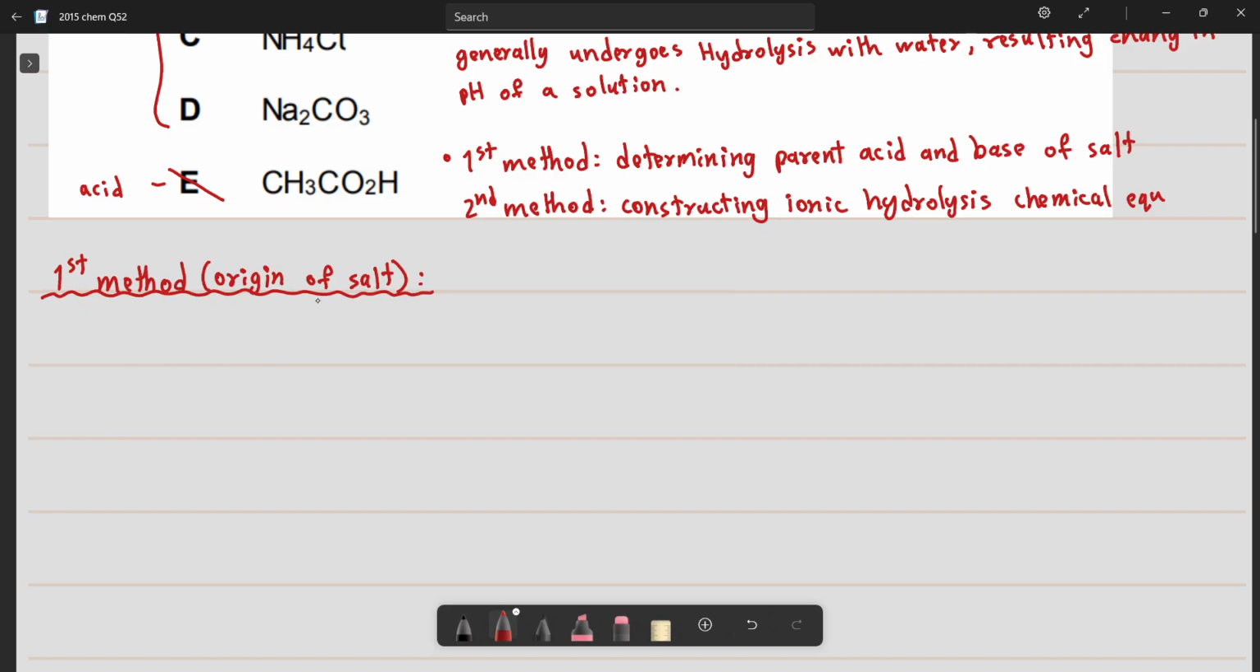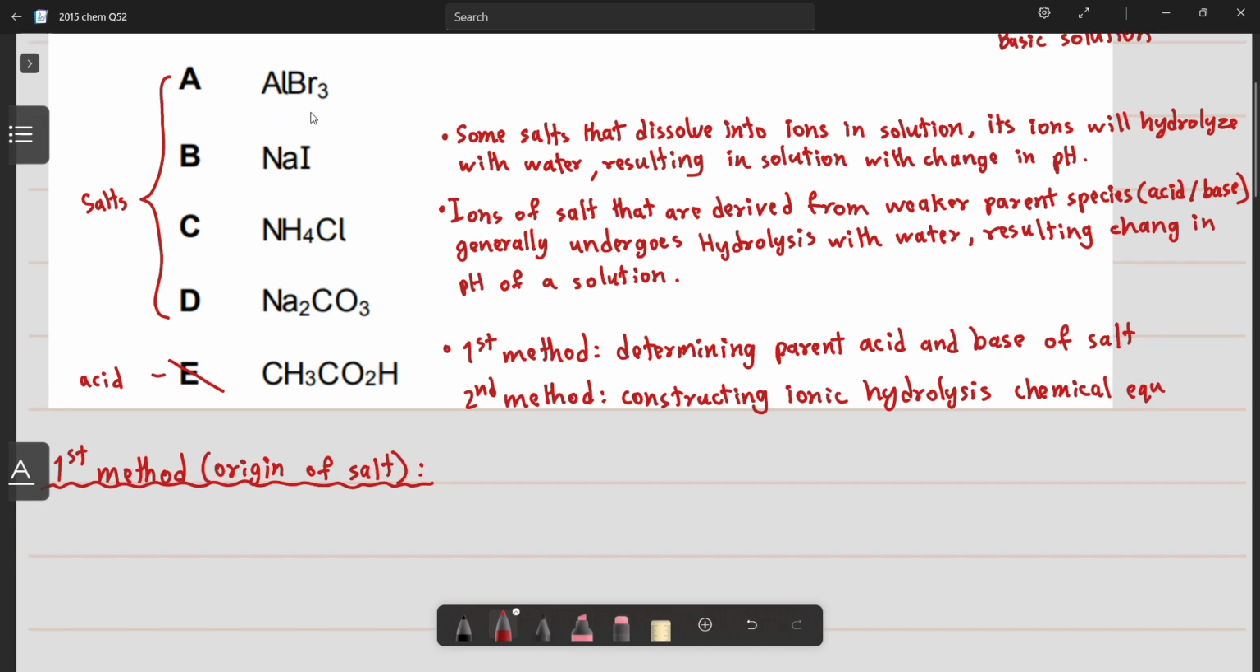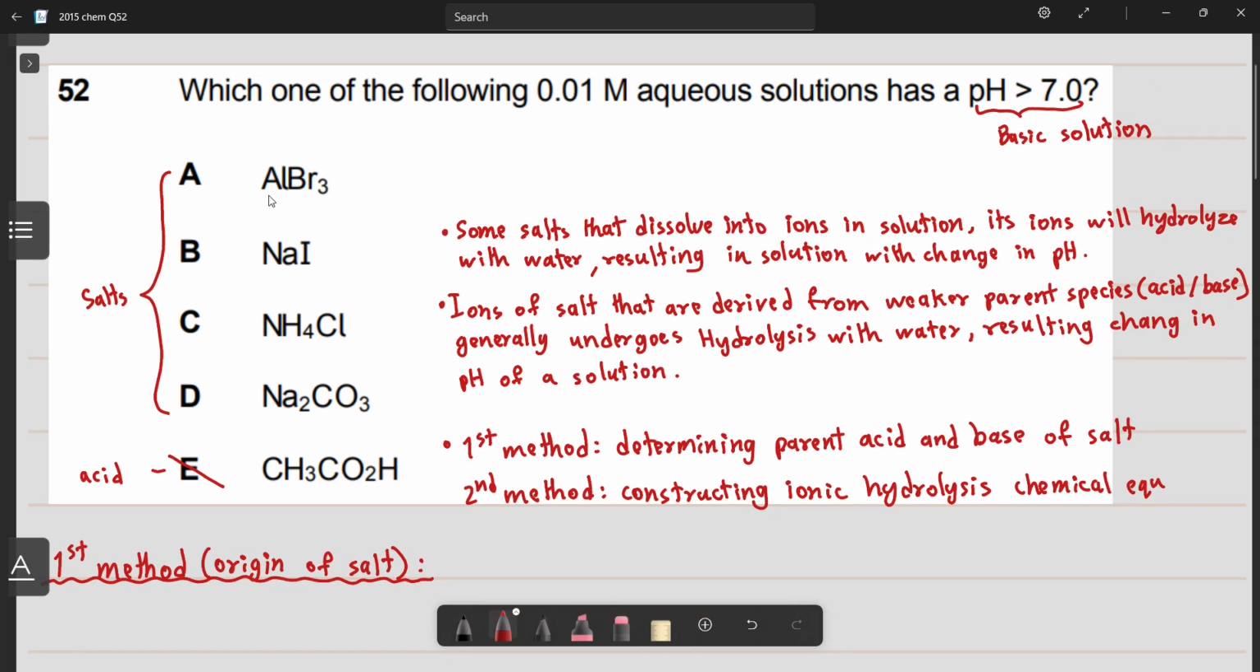Okay, so now we'll go for the first option, which is option A, aluminium bromide. For this one, we can divide it into two. First of all, aluminium is a metal and bromide is a non-metal. We basically know that most commonly the metal forms a more basic solution, and the non-metal generally forms an acidic compound. So we can divide this into two.